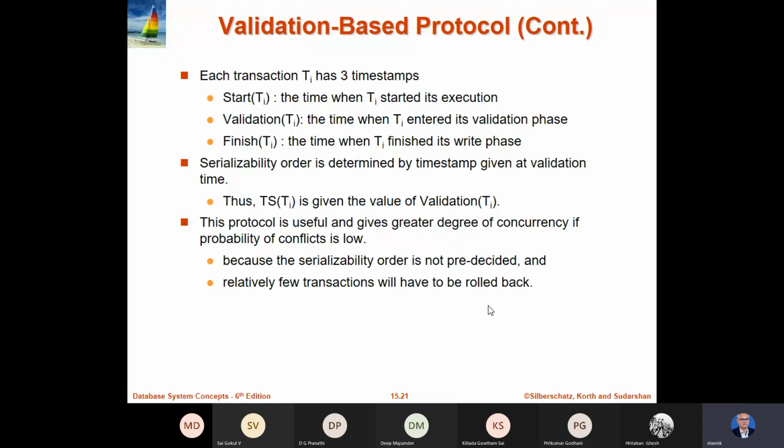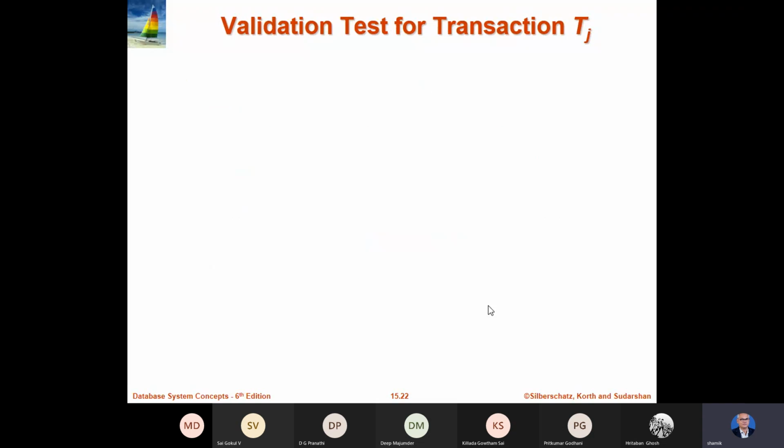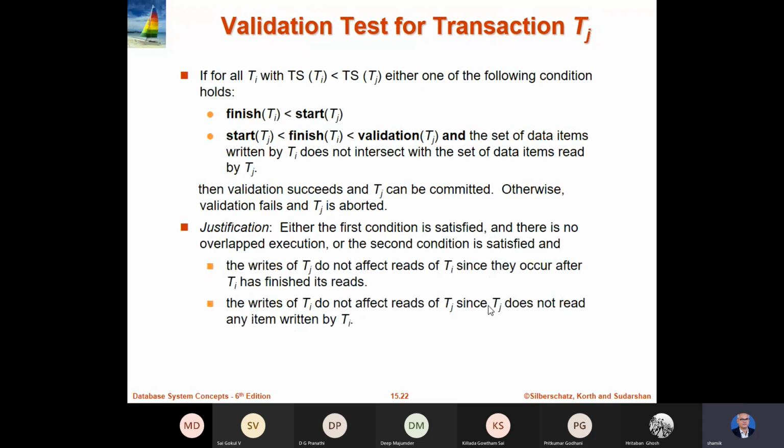Probability of conflicts is low because the serializability order is not pre-decided, and relatively few transactions will have to be rolled back. So the validation test is very simple. If for all TI with TS(TI) less than TS(TJ), either one of the following conditions holds: the finish of TI is less than the start of TJ, that means that TI has finished before TJ started, or the start of TJ is less than the finish of TI, but it is less than the validation of TJ, and the set of data items written by TI does not intersect with the set of data items read by TJ.